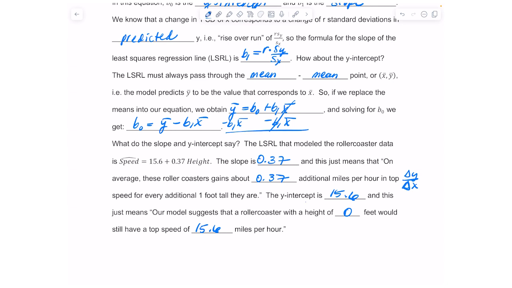Remember that in order to find a y-intercept, x has to be 0, and x in this problem is height. So it's basically saying when the height is 0, if I replace this with 0, 0.37 times 0 goes away, and you're left with 15.6 miles per hour as your speed. So a roller coaster with a height of 0 feet would have a speed of 15.6 miles per hour, which doesn't make much sense. So the y-intercept at times will not be useful to us. In that case, it's not really useful because you're not going to have a roller coaster that has a height of 0 feet, right? It wouldn't make much of a roller coaster.